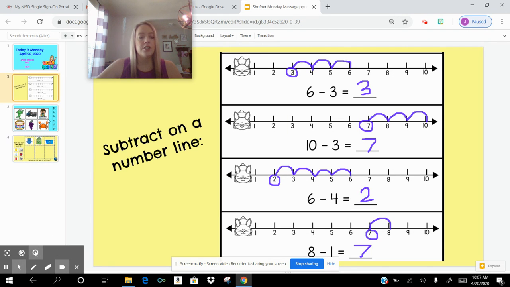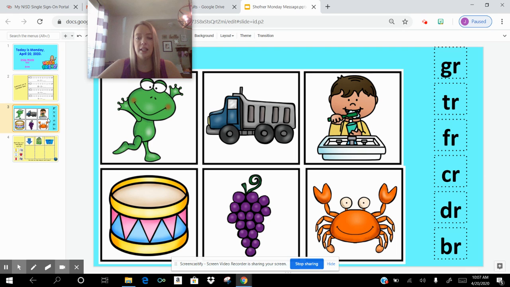Okay? So we're also continuing. Last week we went from digraphs to blends. And remember, those are 2 letters that come together to make a new sound. Last week was the L blends. This week, if you look, all the letters are R. The second letter is R. So these are called our R blends. So let's look at our pictures and match and listen to the sounds, okay?